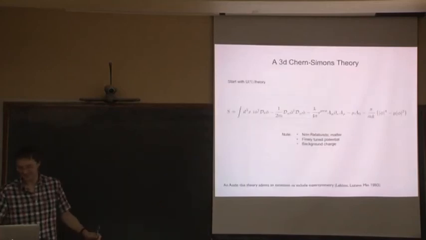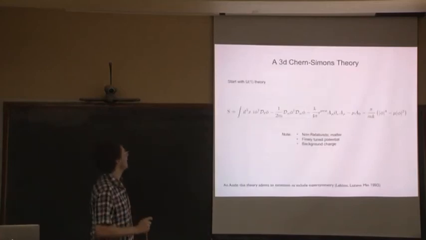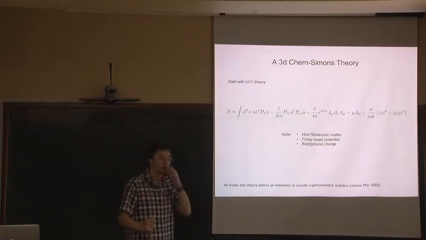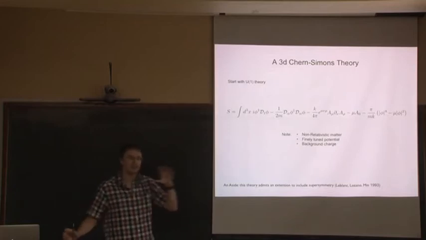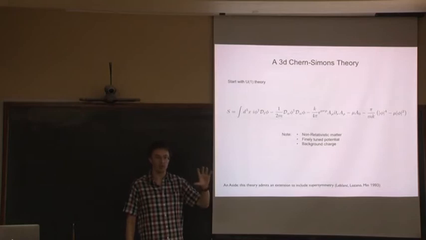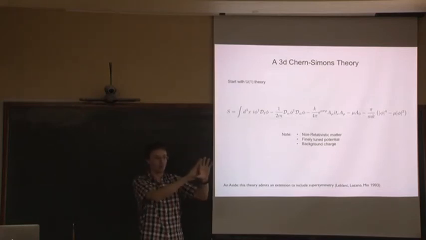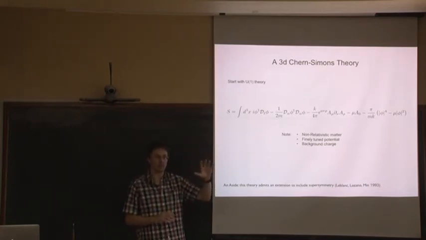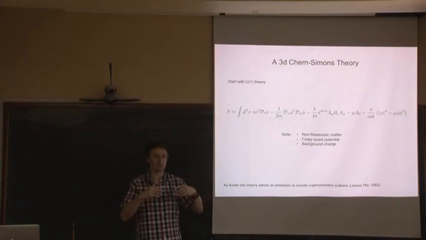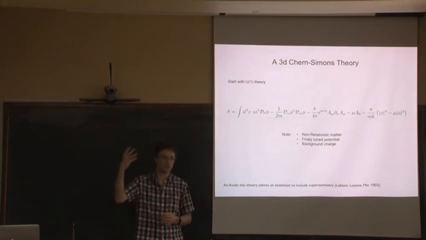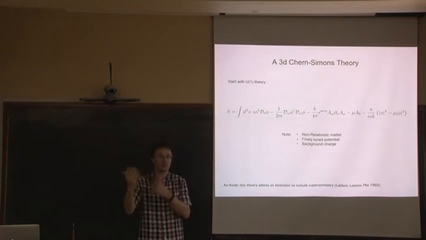Okay. All right. So this is the theory we're going to start with. For the first half of the talk, to make things easy, I'm going to talk about the p equals 1 case. So that corresponds to a U(1) Chern-Simons theory in 3 dimensions. And then for the second half of the talk, I'll tell you the generalization to U(p) Chern-Simons theory in 2 plus 1. The generalization turns out to be quite easy.